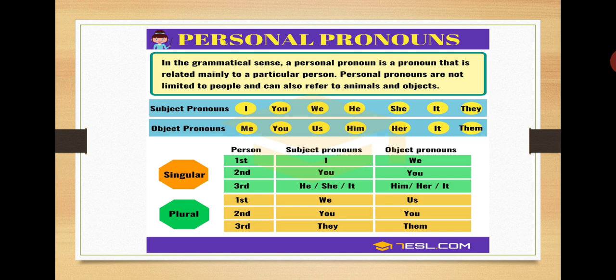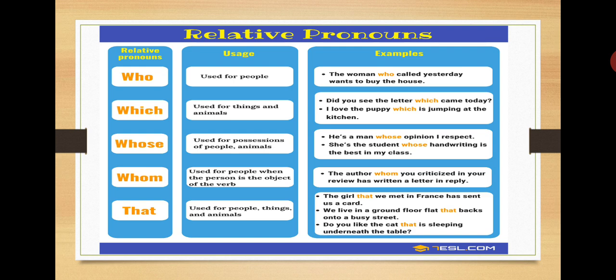Now, the next one is relative pronouns. So, what are relative pronouns? Pronouns which are used to relate or join sentences. For example, who, whose, whom, which, and that. Okay, children? Who and whom are used for persons or people. The woman who called yesterday wants to buy the house.